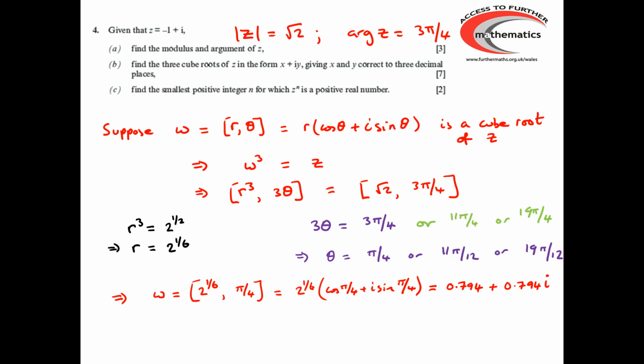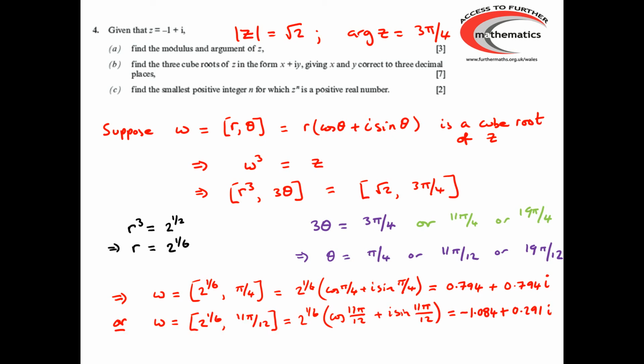So we've got 3 possible forms for w. It could have a modulus of 2 to the 1/6 and an argument of pi by 4, which means that w is 2 to the 1/6 times cos pi by 4 plus i sin pi by 4, which then gives me 0.794 plus i times 0.794. Or similarly, we could have w having a modulus of 2 to the 1/6 and an argument of 11 pi by 12, which gives me w equals minus 1.084 plus 0.291i.